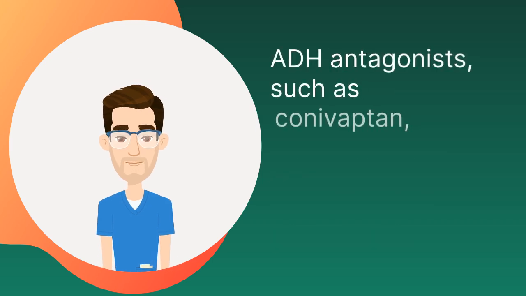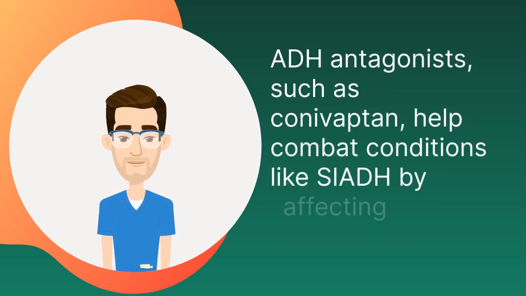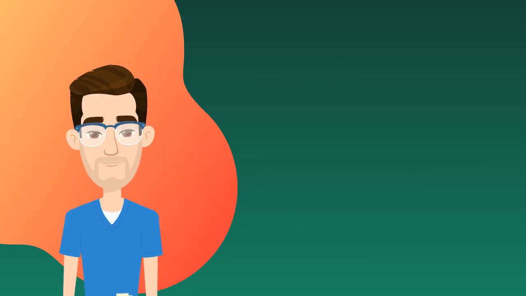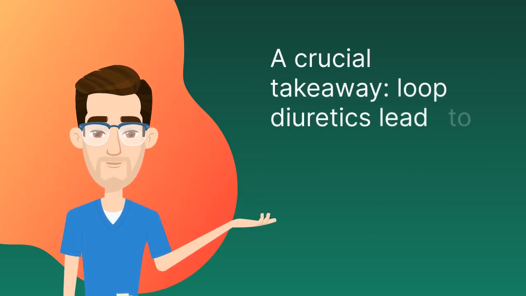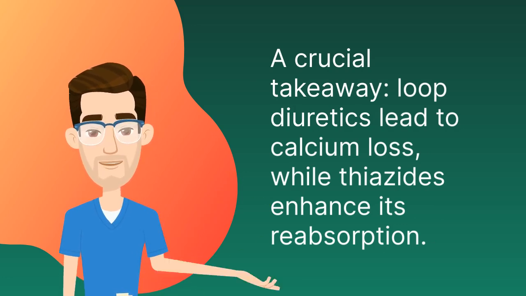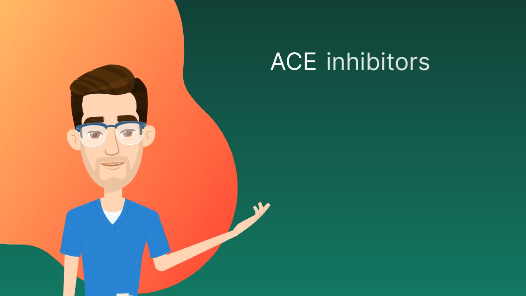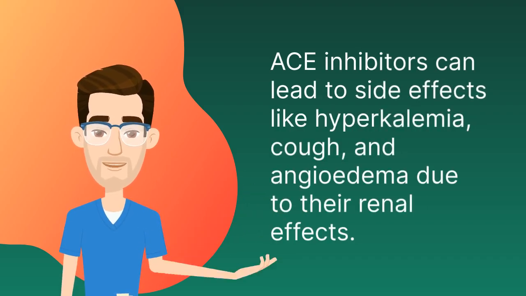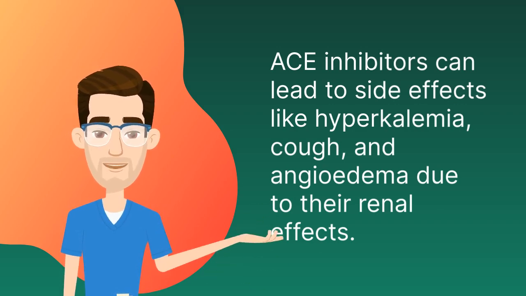ADH antagonists, such as conivaptan, help combat conditions like SIADH by affecting water balance. A crucial takeaway: loop diuretics lead to calcium loss, while thiazides enhance its reabsorption. ACE inhibitors can lead to side effects like hyperkalemia, cough, and angioedema due to their renal effects.